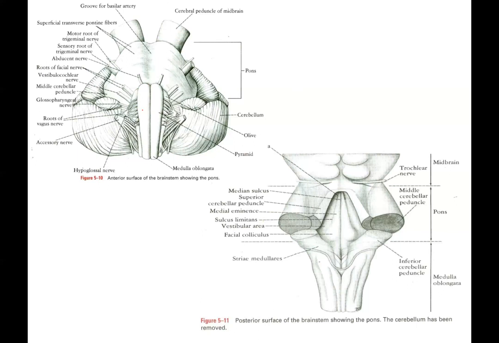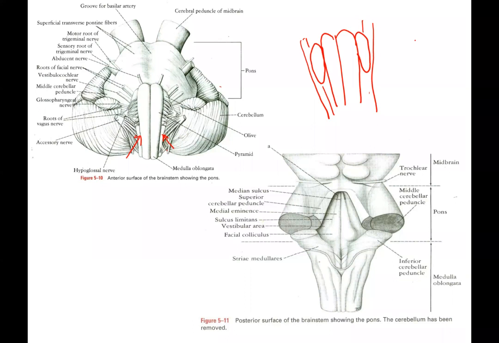Then on either side of the pyramids, which is not very clear here, you get the olives. In 3D appearance, if you cut this like this and look at it here, this is how you see it. You have the pyramids here, olives on either side, partly deep to them. Then further laterally and behind, you get the inferior cerebellar peduncles. You can see the inferior cerebellar peduncles here on either side.